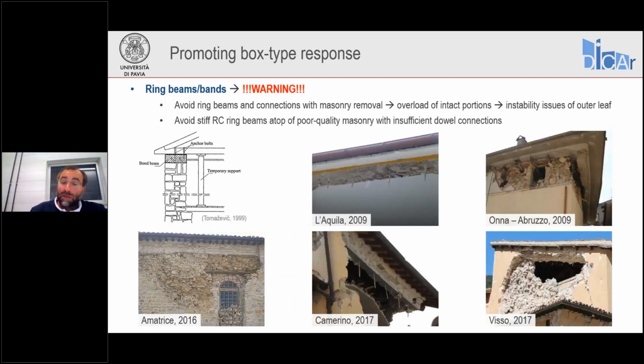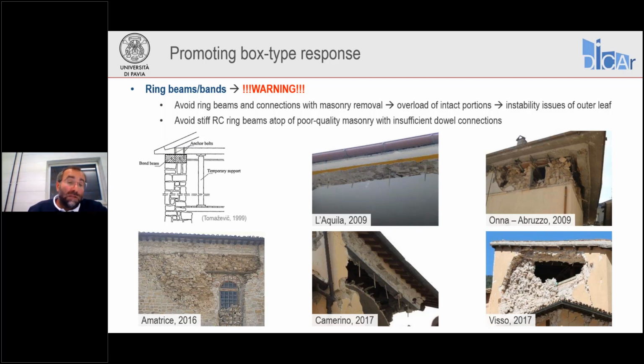And this is what I was saying, the problem of incompatible stiffness and weak anchorage between concrete ring beams and masonry walls, especially stone masonry walls. In all these cases, starting from L'Aquila all the way to the more recent 2016, 2017 Central Italy earthquake sequence, we observed quite extensively this problem. A wall collapsed below a stiff concrete ring beam, which was poorly connected to the masonry itself.